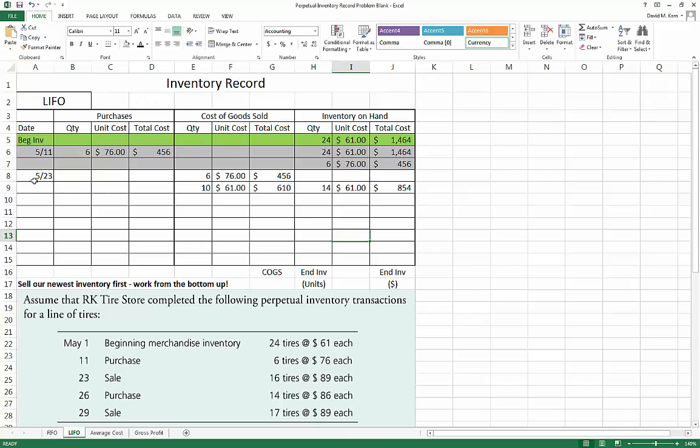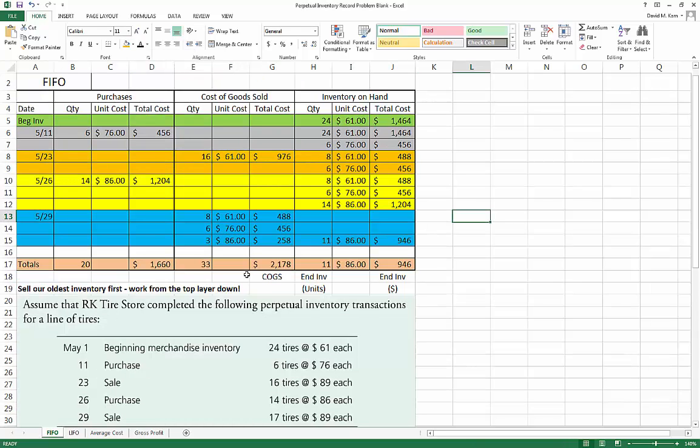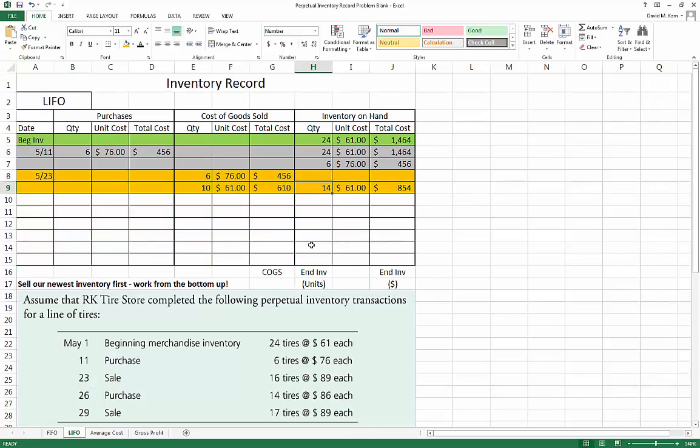So let's just check. What did we have on the 23rd? Let's go ahead and put this in our orange color here real quick. We had 14 units. Let's see if we had 14 units for FIFO. Oh, yes, here we did. We had 8 plus 6 was 14. We just had 2 layers. And in LIFO's situation, we just have 1 layer, which is 14 units. So we should always have the same number of units at the end of each day.